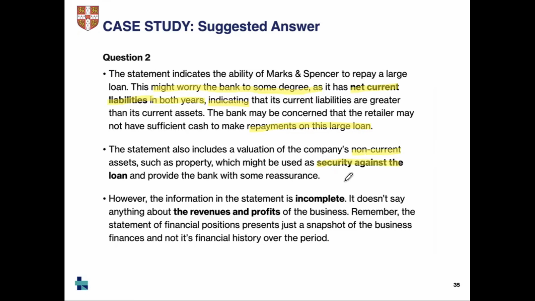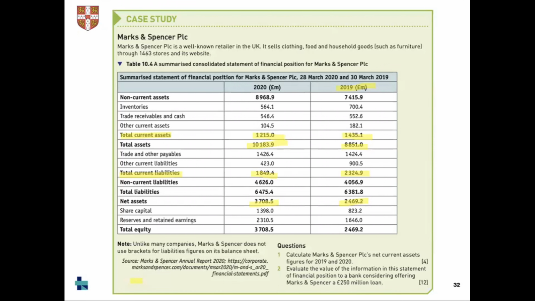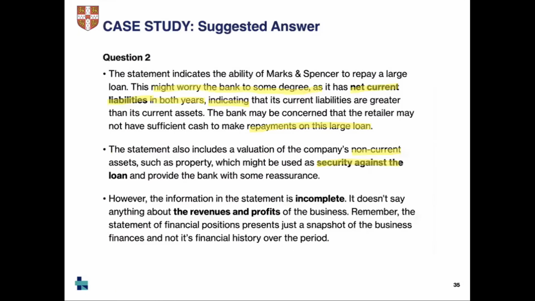All right. So that's a positive thing that we can see about the statement of financial position for Marks and Spencer. Its net assets here is 3 billion for 2020 and 2.4 billion for 2019. Its total assets is 10 billion for 2020, 8 billion for 2019. So that's a good thing. Although it has negative working capital, it has positive net assets, and the bank may be able to grant the loan because they have security for the loan.